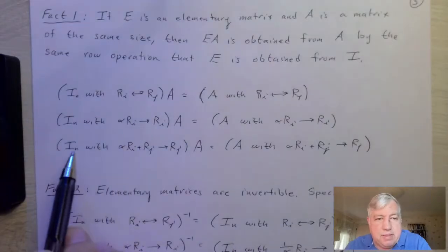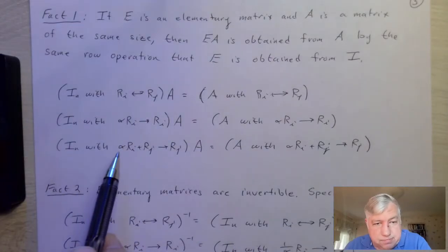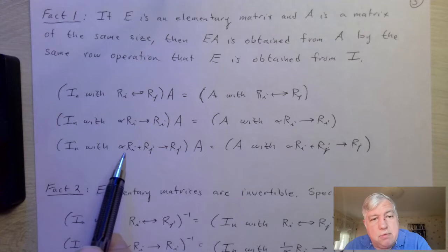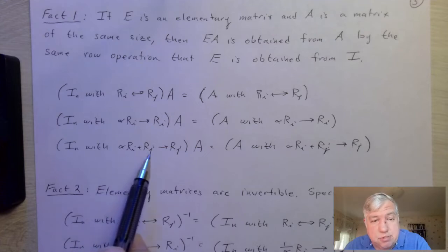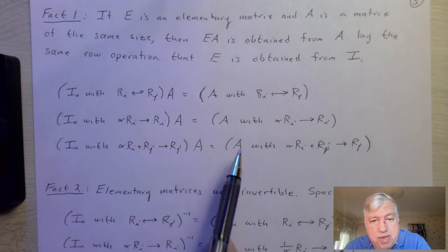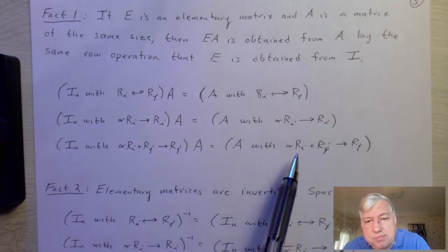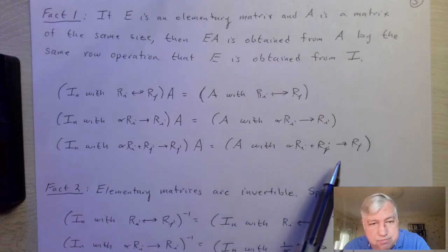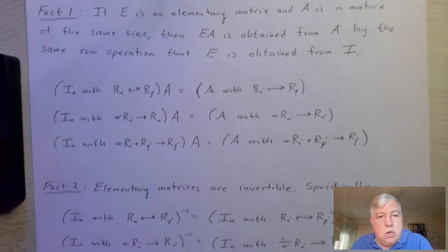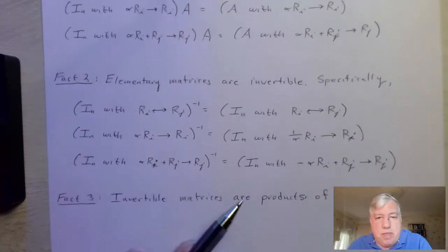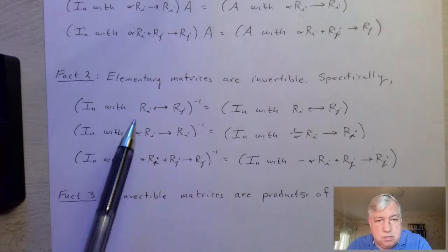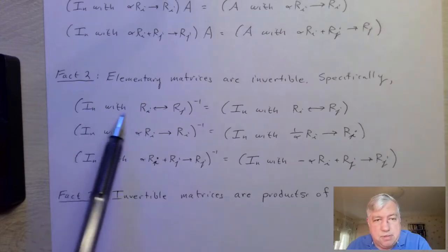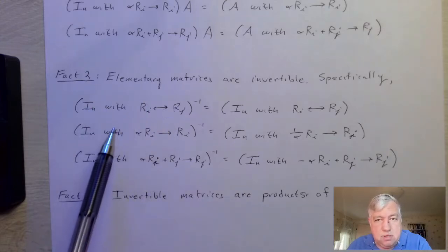And if we take this matrix where it's the identity with alpha, alpha times the ith row added to the jth row, multiply it by A, we get A with alpha times the ith row added to the jth row. Okay. All right. Then we also see that these matrices are invertible.